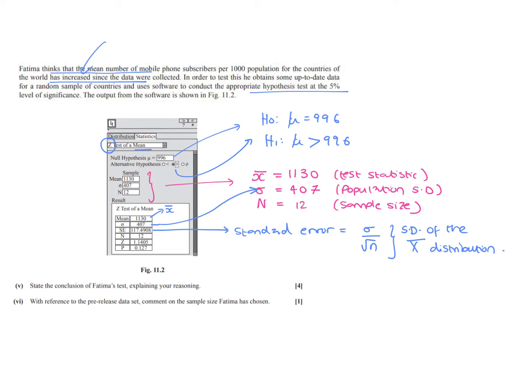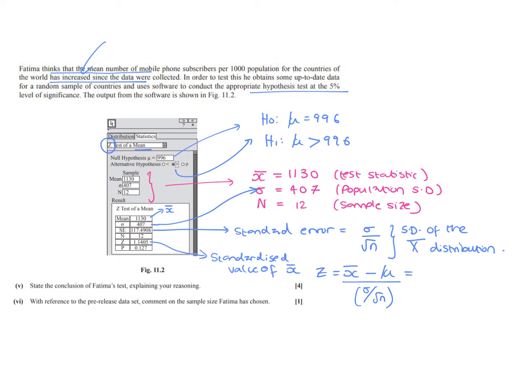N, of course, is sample size. Now, the z value is the standardized version of the sample mean x bar. So this z value, you calculate it by taking x bar, subtracting the mean mu, and then dividing by the standard deviation of the x bar distribution, which is sigma over root n, or the standard error.